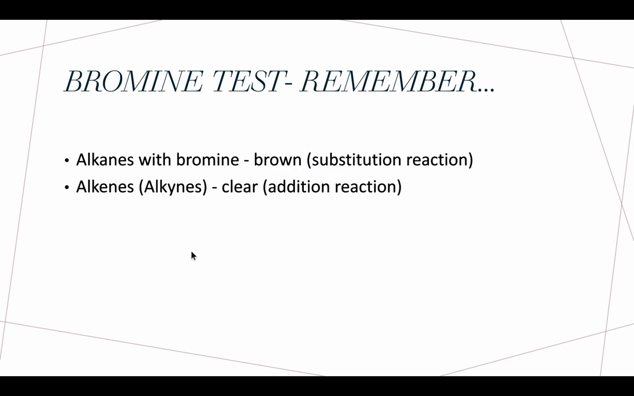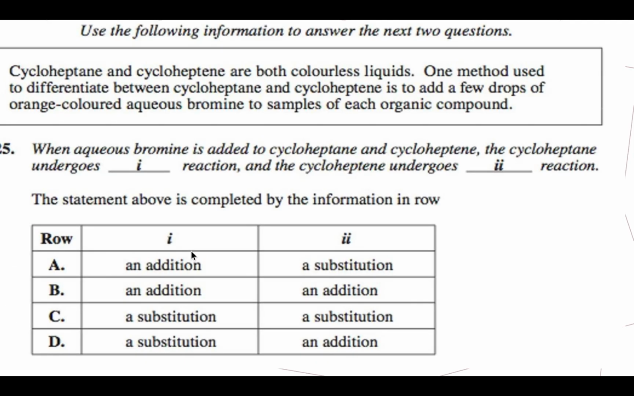So there is just a bit of a summary. If you have an alkane and you mix in bromine, your solution is going to turn brown because it's just a substitution reaction. If you have an alkene or an alkyne, so a triple bond, and you add liquid bromine, which is that dark brown color, your solution will still be clear because it's an addition reaction. Essentially, that bromine is getting consumed by the molecule.